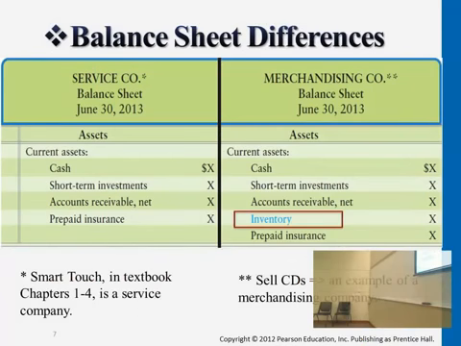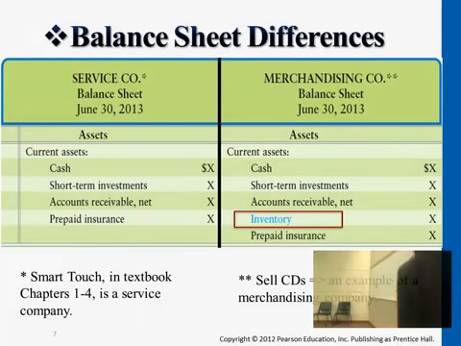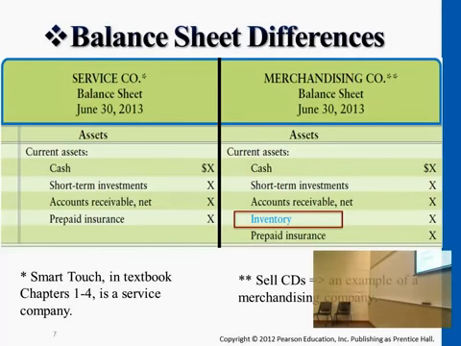All right, so we take a look at actual statements. And we'll see that for a service company on the left side, you should be pretty familiar with this. On the left side, we covered this in the first 4 chapters. On the right side, you'll see a new account, inventory. So all the other ones typically are also there: cash, accounts receivable, prepaid insurance, prepaid rent.